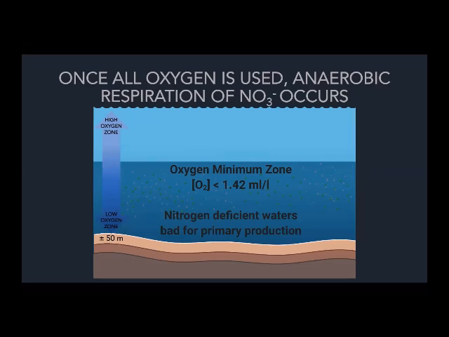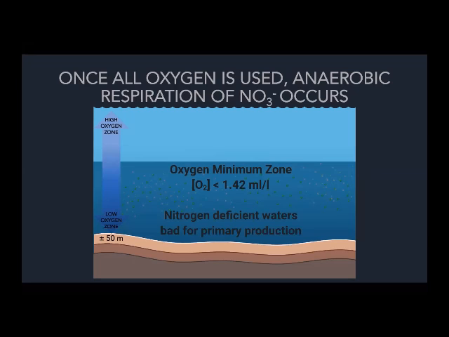Now, oxygen minimum zones have very low concentrations of dissolved oxygen, and we move from aerobic respiration, obviously, to anaerobic respiration, where nitrate gets used up. And this forms nitrogen deficient waters. Now, this is bad, and this is why we study OMZs, because if nitrogen deficient water gets pumped back up into the surface and there's no nutrients for phytoplankton to grow, this could have a really bad knock-on effect to the rest of the food web in the ocean.